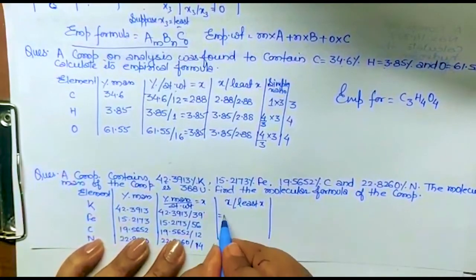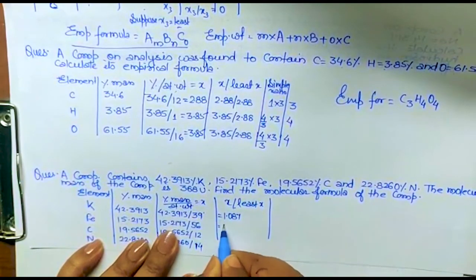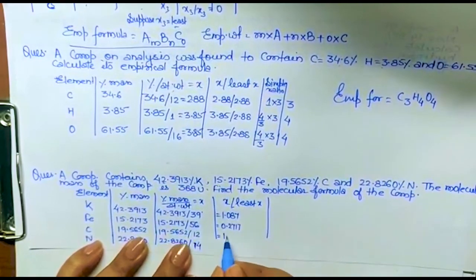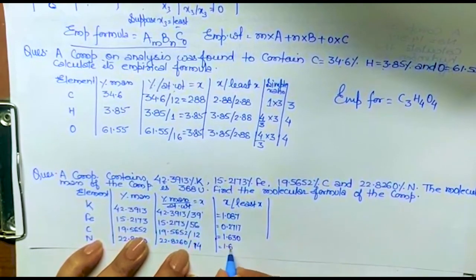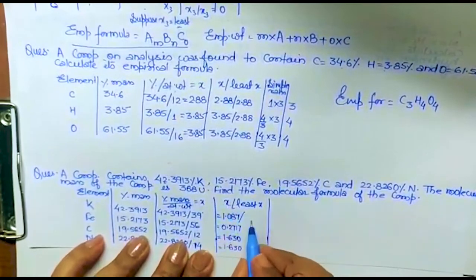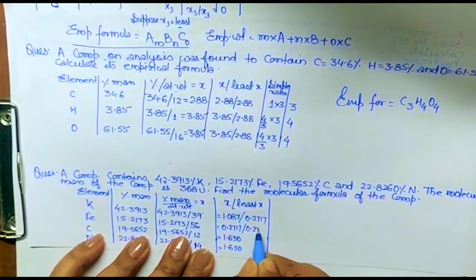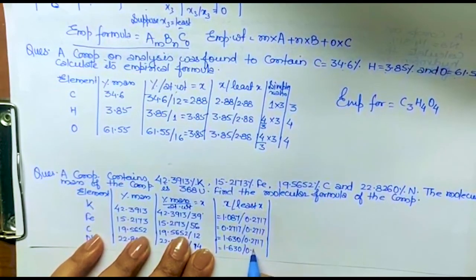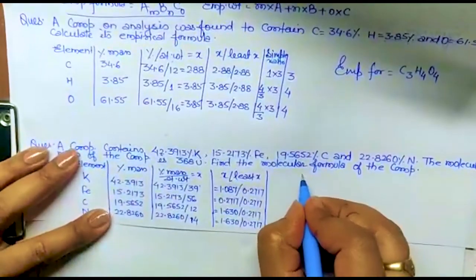So this comes 1.087. This comes 0.2717. This comes 1.630, and this is also coming 1.630. Which one is the least? This value. So X upon least X, let it be like this, 0.2717, 0.2717, 0.2717. Hope you are getting it. Yes. So here we will find the simple ratio.